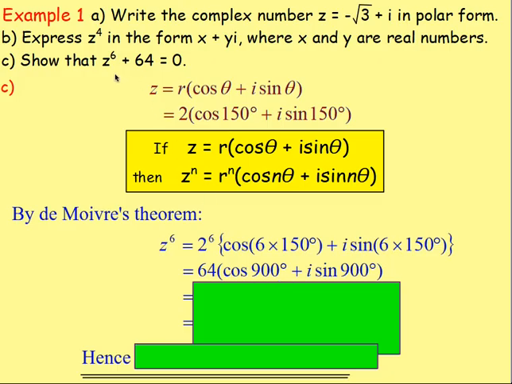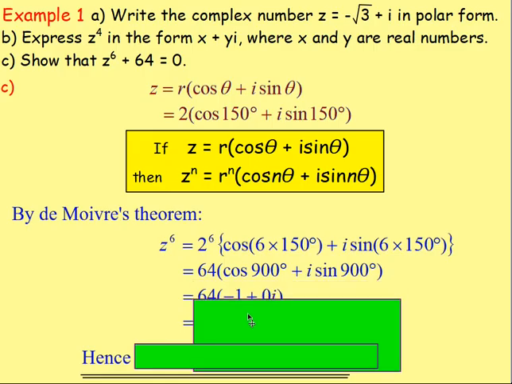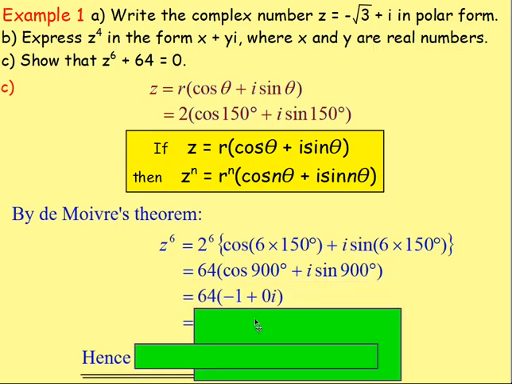We're asked to show that z to the power of 6 add 64 equals 0. Where do you think we go from here? What do we do next? What you can do after that is work out the value of cos of 900 and the sine of 900. Cos of 900, you could think about that with the graphs. You could use a calculator and use CAST. Think about it whichever way you want, but that will give you -1.